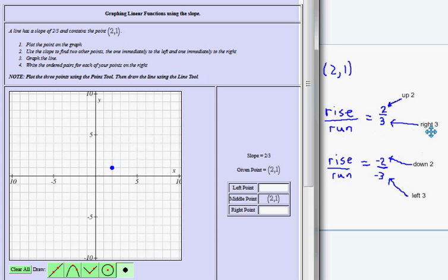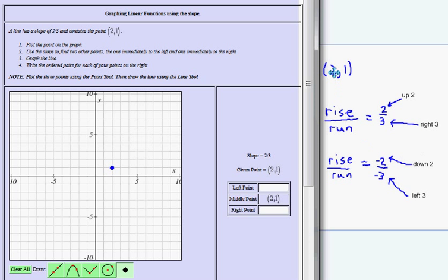To get the one on the left, though, I'm going to have to make the run negative. If I make the 3 negative, I'm also going to have to make the 2 negative, because we can't change the value of the slope. So notice that -2 over -3 is the same value as 2/3. I haven't changed the value of the slope. In fact, negative divided by negative is a positive. So both of these slopes are 2/3. I'm going to use this one first.